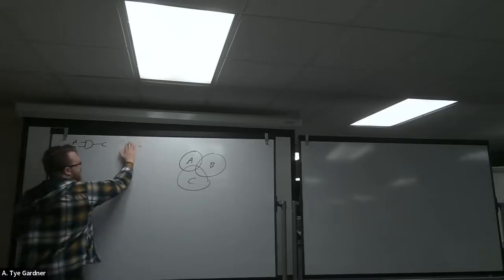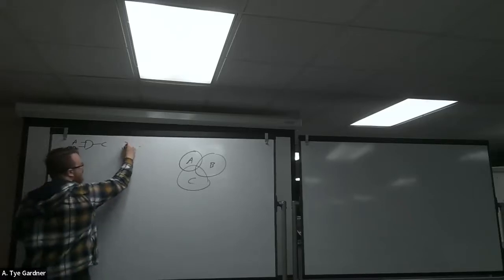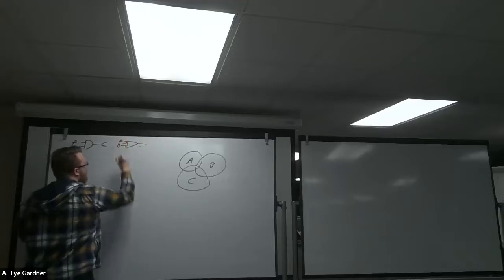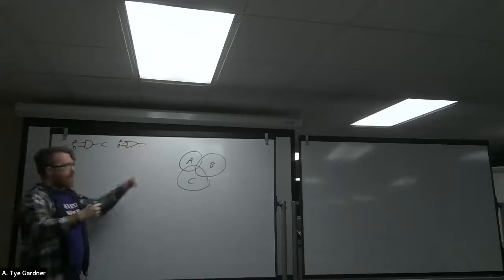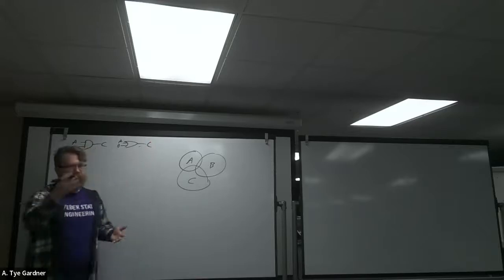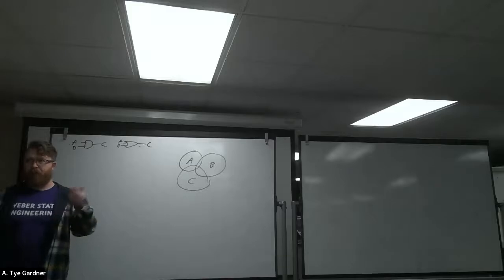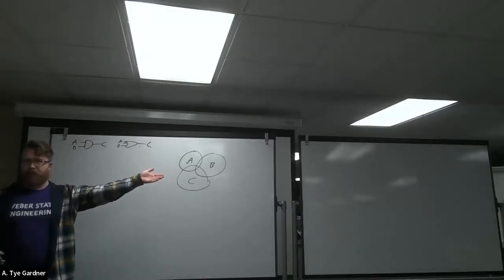All right. Similarly, we have an OR gate. It turns on the output if either A or B is true. And this is non-exclusive. A and B both being 1, the output becomes 1, right?